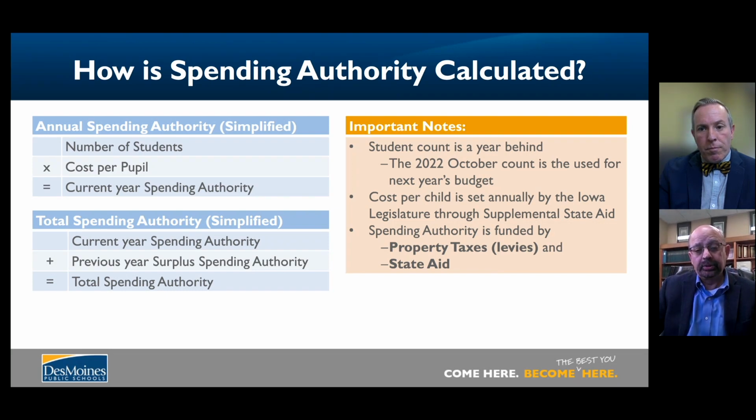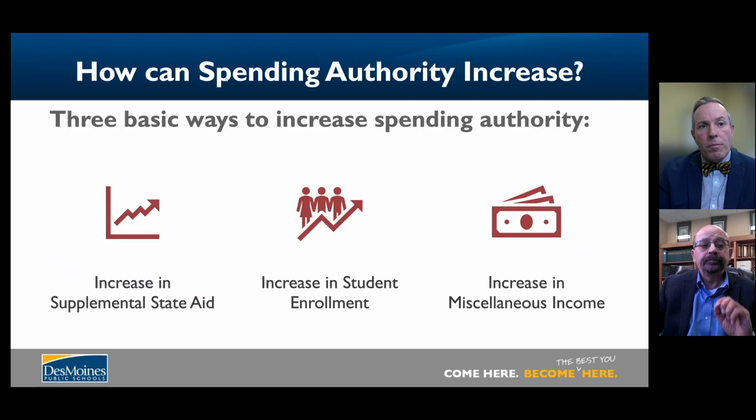That helps us calculate the total spending authority. Now, the number of students is lagging a year behind. So what we are setting in October 2022, the student count that we report to the state, sets the budget for 2024.